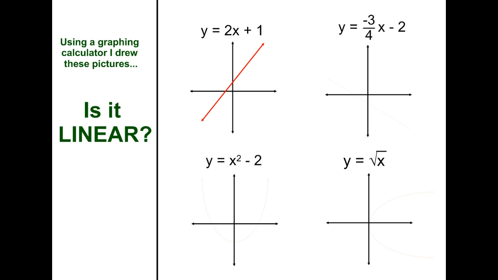That graph right there is definitely linear. The next graph up here, negative 3/4 x minus 2, if you look at that, that is also linear. If you notice those two lines, what makes them linear? Well, they're straight lines. They're straight connected lines that go infinitely long either way.